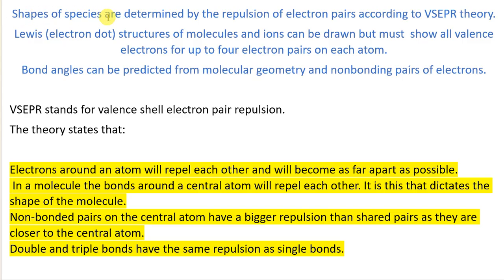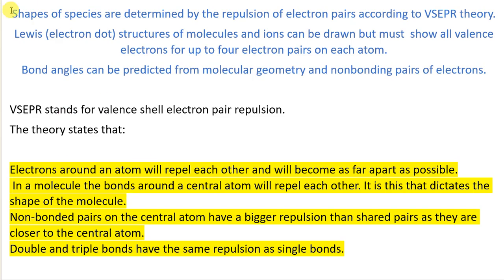Shapes of species are determined by the repulsion of electron pairs according to VSEPR theory. Lewis structures of molecules and ions can be drawn, but must show all valence electrons for up to 4 electron pairs on each atom. And bond angles can be predicted from molecular geometry and non-bonding pairs of electrons. Those 3 statements I've taken from the IB syllabus and made them student friendly.